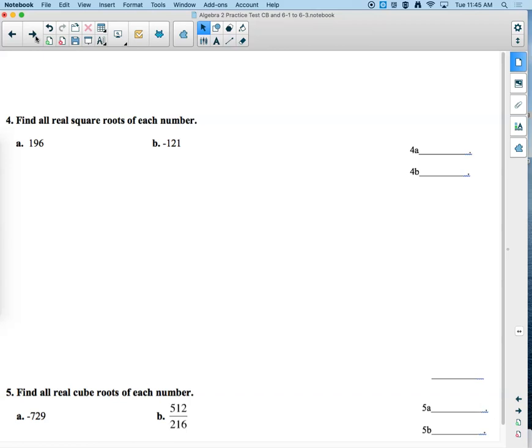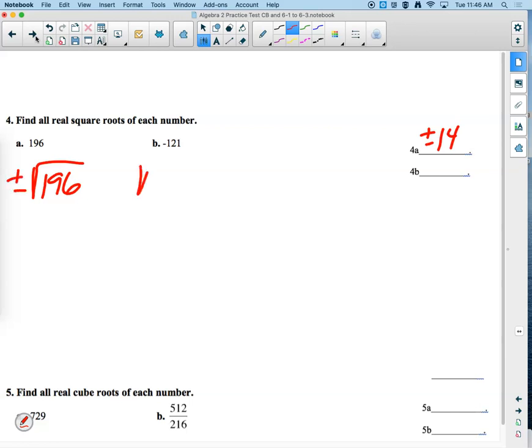Find all the real square roots of each number. Square root of 196. Okay, did I write the square root symbol? So then it's not just 14, what is it? Plus and minus 14. Square root of negative 121. No? Why not? It'd be imaginary, wouldn't it? No real solutions.